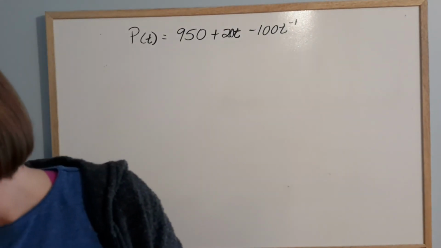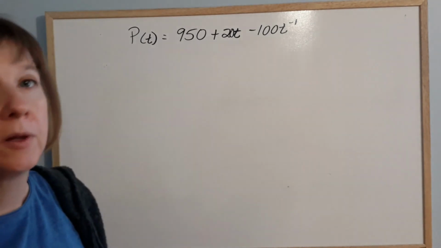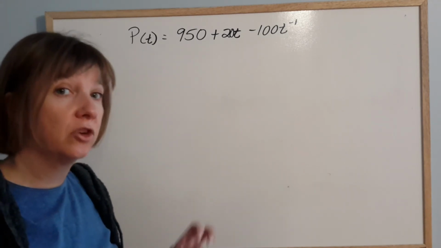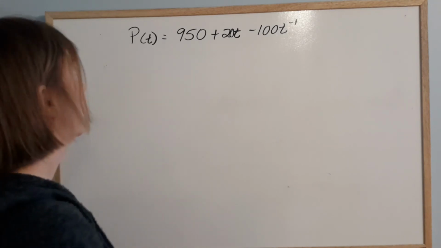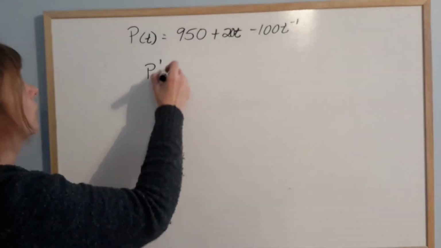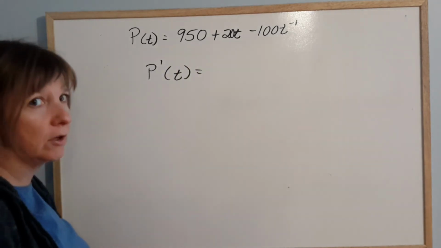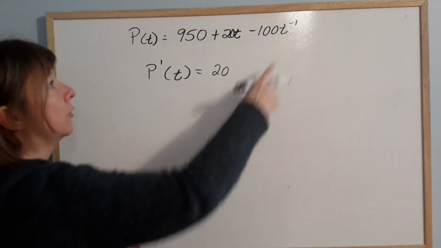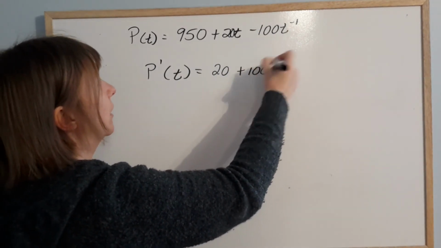In part A, it asks what is the rate of change of the population after 5 years. Because they say the words rate of change, that automatically means you're going to be doing the derivative. So the first thing I'm going to do is take the derivative of the population formula. The derivative of 950 is nothing. The derivative of 20t is 20. For the last term, I bring my 1 down, so it's going to make it positive 100.